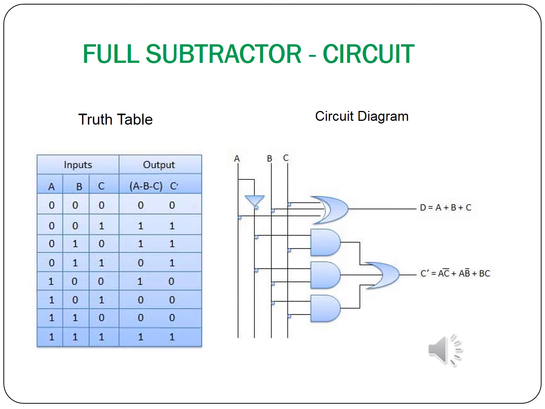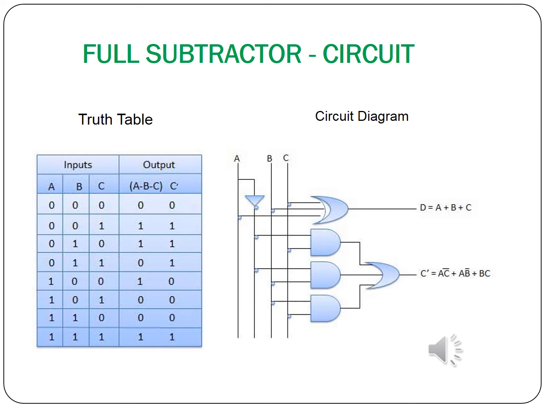Here the difference output for 0 0 0 is 0, the 0 0 1 combination is 1, the 0 1 0 combination is 1, the 0 1 1 combination is 0, the 1 0 0 combination output is 1, the 1 0 1 combination output is 0, and for the 1 1 0 combination the difference output is 0.